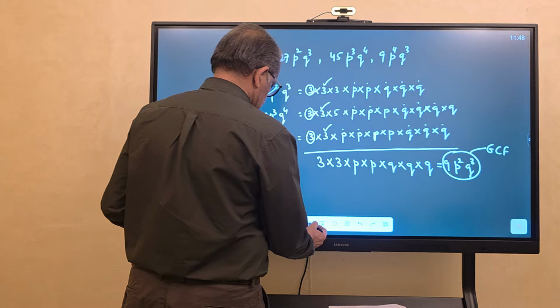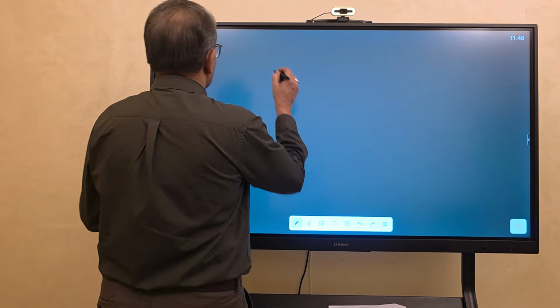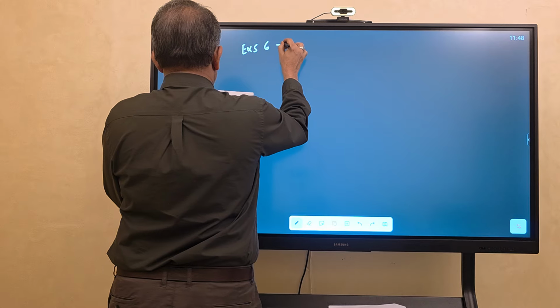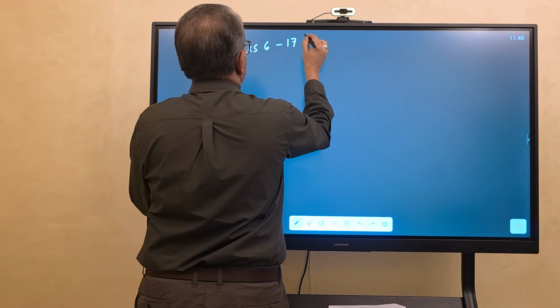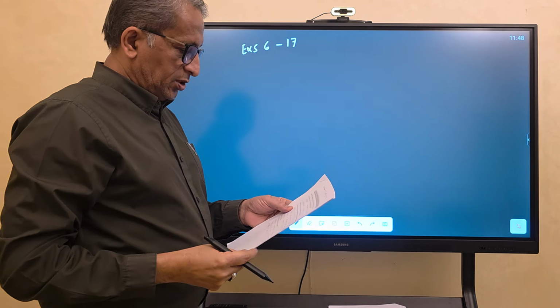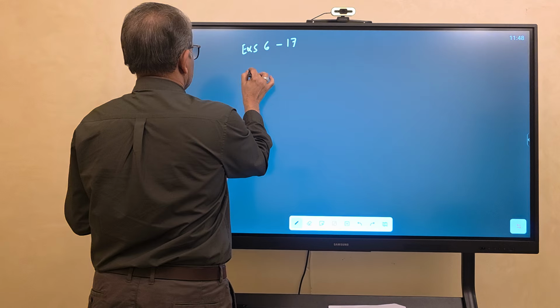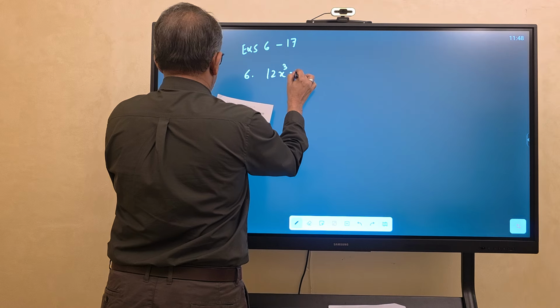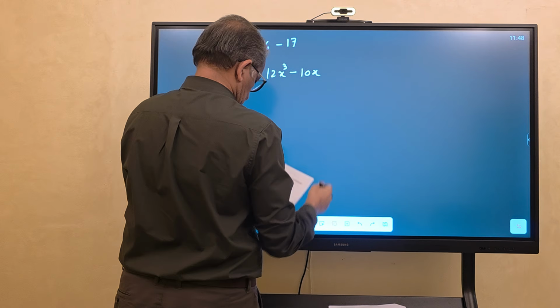Now going to the next set of questions, that is examples 6 to 17. Let me take an example here, number 6 first: 12x cubed minus 10x.